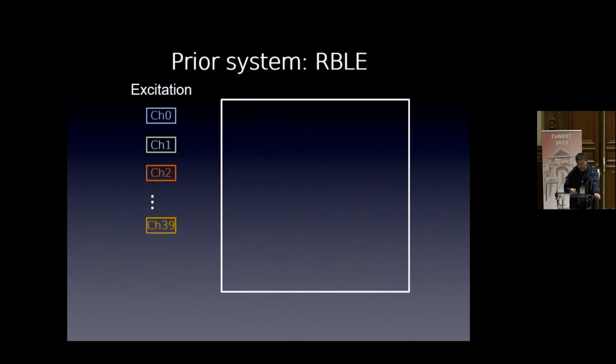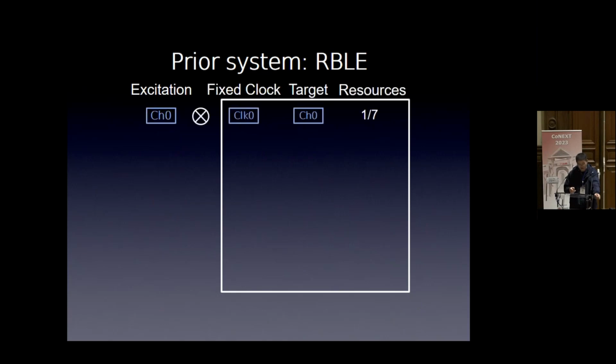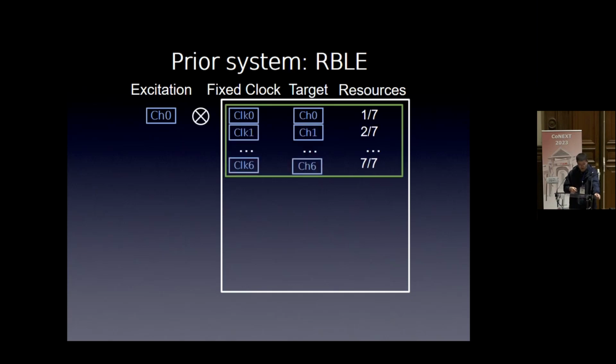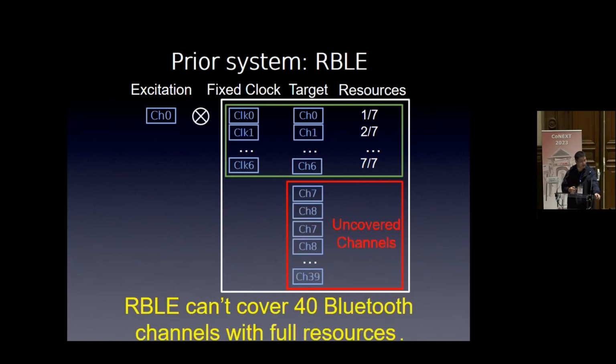The prior system RBLE treats the multi-frequency excitation as single frequency. So to backscatter to each target channel, RBLE needs to get 1/7 of the fixed clock resources. So RBLE can only support 7 channels. It cannot cover the 40 Bluetooth channels.